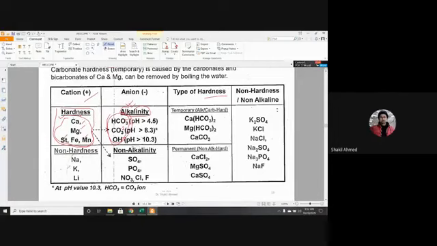Do they cause hardness? No, sir. Because they are +1, +1, +3. So they don't cause hardness. So this is non-hardness. Do they cause alkalinity? Sulfate, phosphate. No, sir. So this is non-alkalinity.